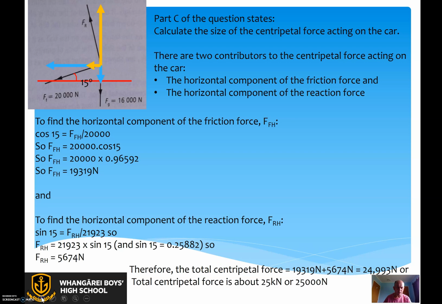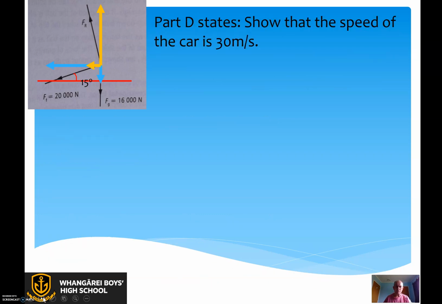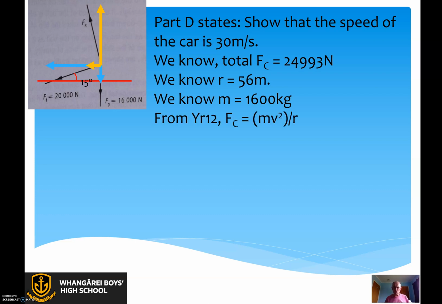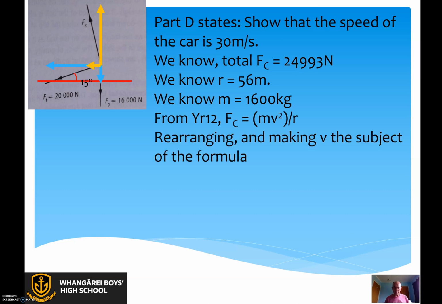And stepping along a bit, 25,000 newtons, as I said. Now, part D states, show the speed of the car is 30 meters per second. We know that the centripetal force is just a smudge under 25,000 newtons. We know the radius is 56 meters. We know the mass of the vehicle is 1600 kgs. And from year 12, the centripetal force is mv squared all divided by r.